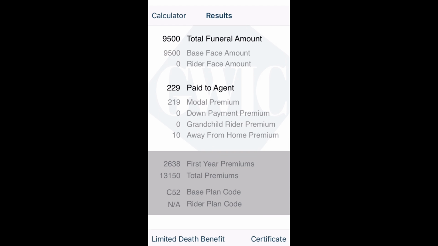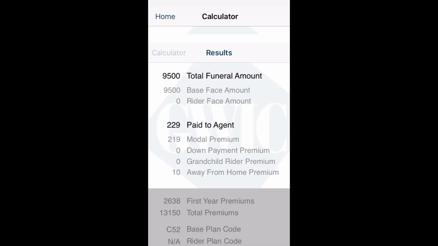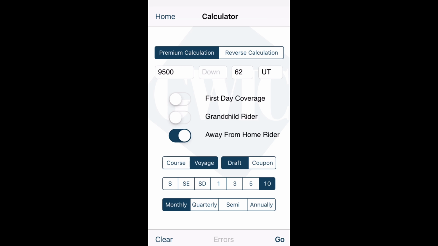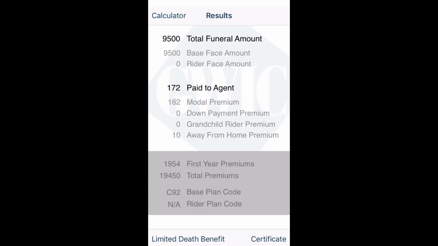Bumps it down to $229. Again, they have more at the end. That total premiums is more than the $11,000 in the 3 years. And if we push it to 10 years, the lowest monthly payment is going to be $172, and it's going to be a total of $19,450 after 10 years. So they'll have put in more than double of the funeral amount over the course of 10 years. Again, super important to let them know that that money comes back to the family.